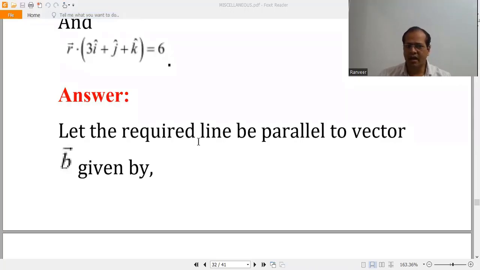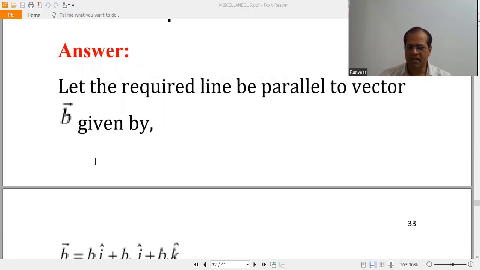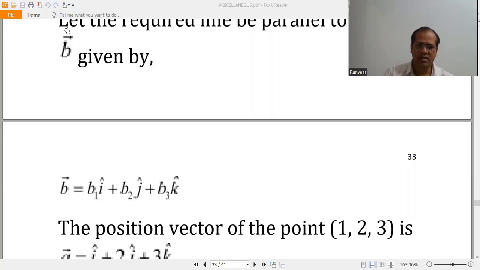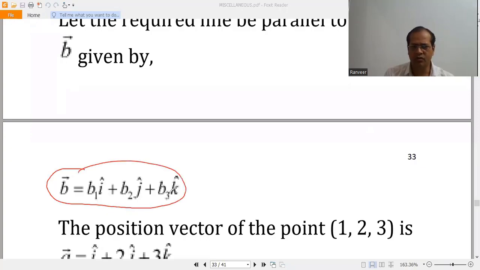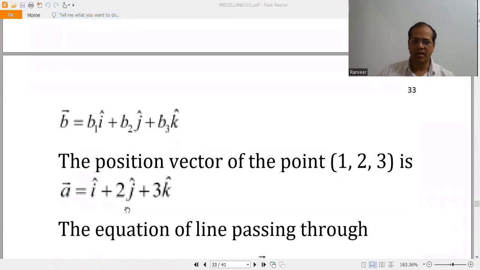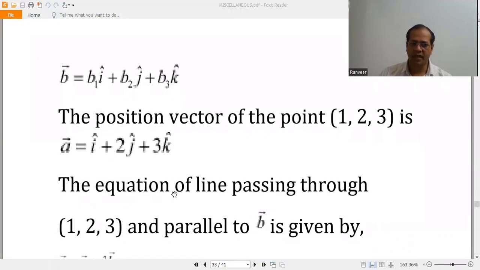Now in this case, let the required line be parallel to vector b. So suppose the vector we are taking here is b = b1 i + b2 j + b3 k. The position vector of the point (1, 2, 3) in terms of i, j, k, first of all we have to create. So a = i + 2j + 3k we can take.